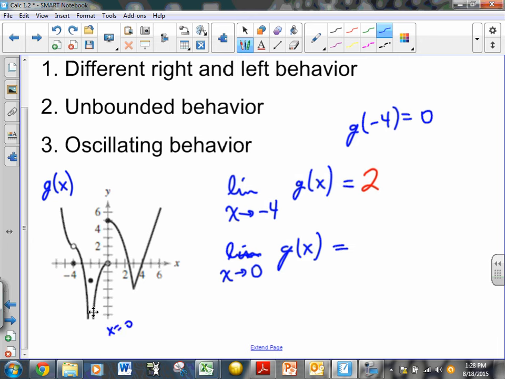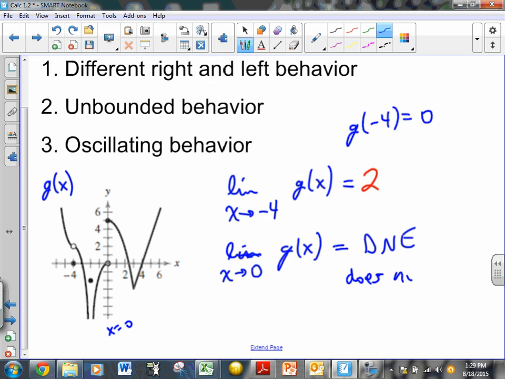As I'm approaching 0 from the left, the graph is coming up here, and when I hit the axis, it's 0. But as I approach it from the right, I hit up here at 5. If the behavior to the left and right of this x value is different, I can't determine which one is more correct. I don't know if I'm looking for this value or this value. So we just say DNE, does not exist.